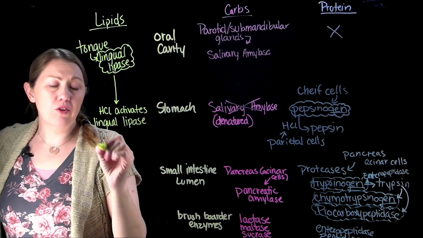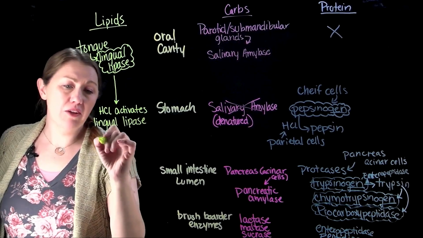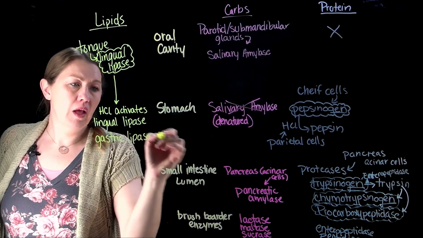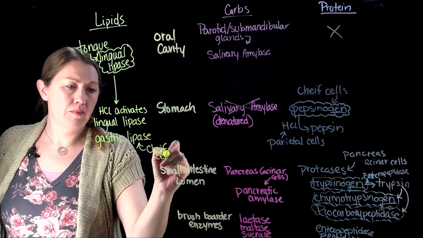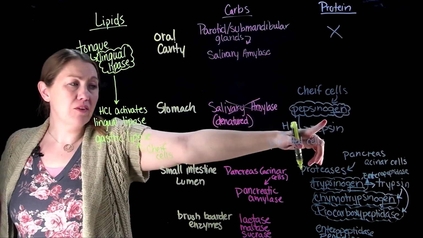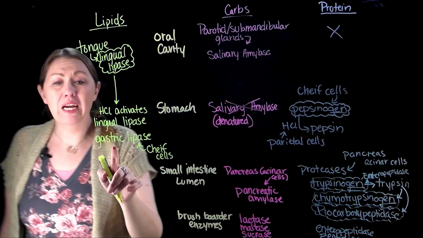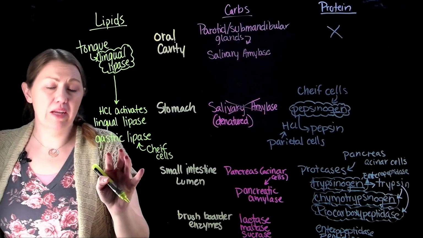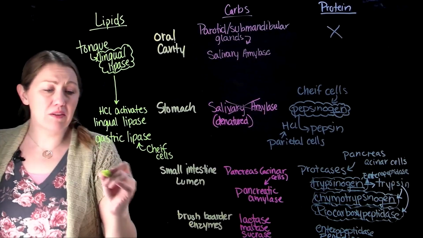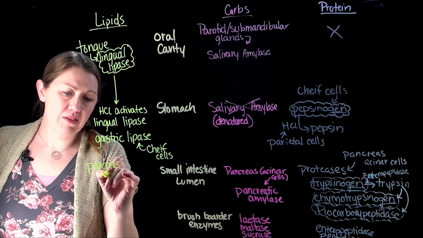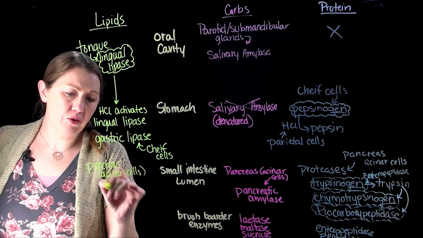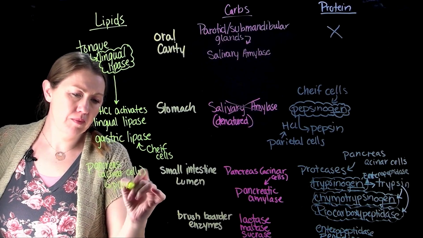You're also going to secrete into the stomach a gastric lipase. And that is coming from those chief cells again. So chief cells over here, we're secreting the inactive form of the protein digester. They also secrete the gastric lipase so that they can break down lipids in the stomach. When we get to the small intestine, the pancreas once again is a big player. And so the pancreatic cells are going to secrete a pancreatic lipase.